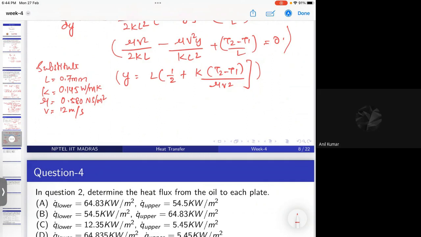Actually, sir, I got 3.5 into 10 to the power minus 4. Okay, 3.5 into 10 raised to minus 4 means 0.35 mm. Yes. Okay, I'm getting around 0.38. Okay, fine. So 0.35 mm. Okay, so that's the answer.